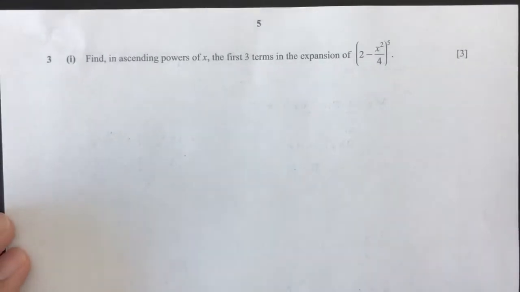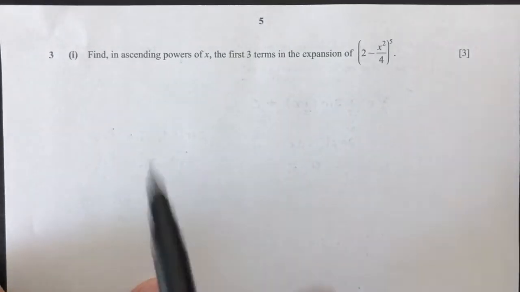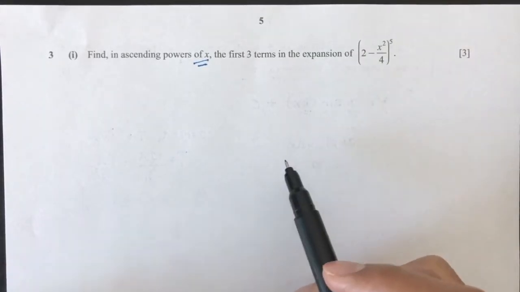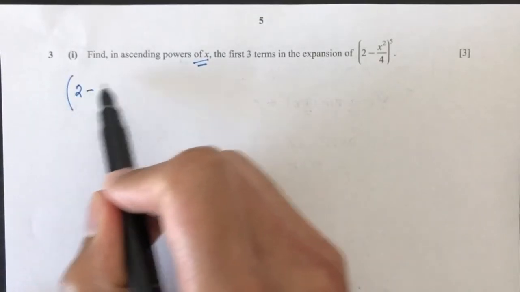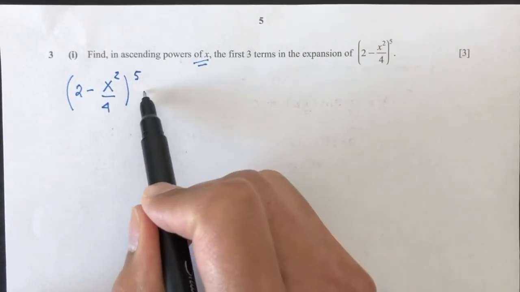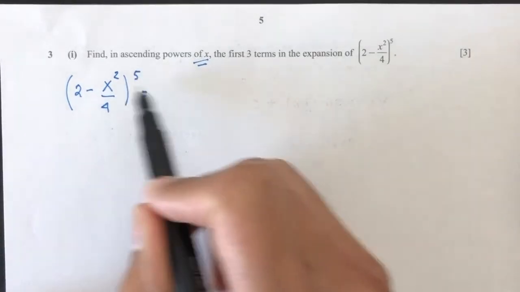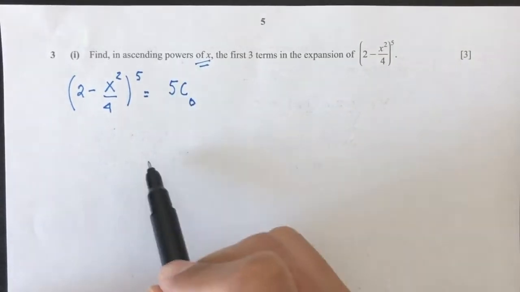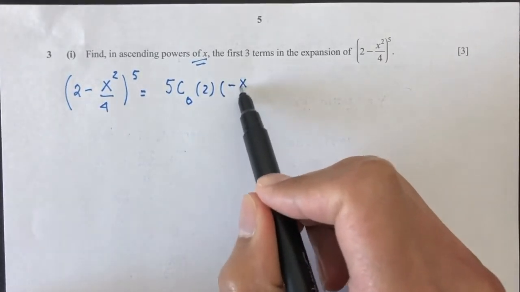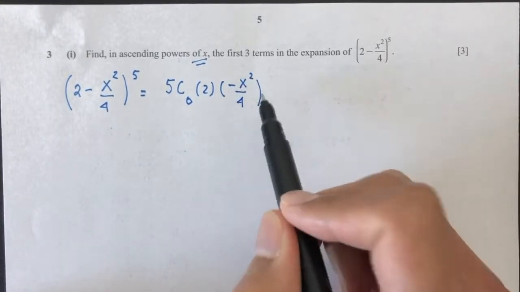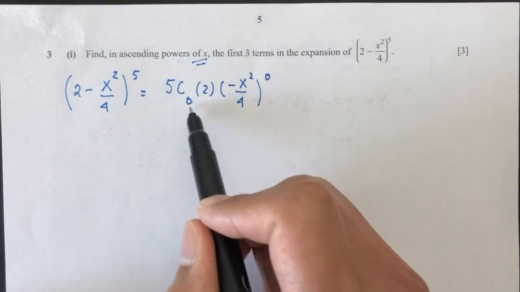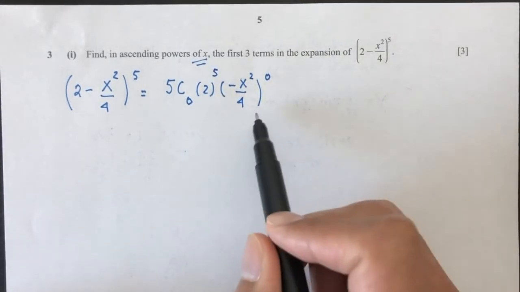Okay, so let's move on to question number 3. So here part 1, find in ascending powers of x the first 3 terms of this expansion. So let's do that. This is (2 minus x squared over 4) power 5. So the first 3 terms, the first term is 5 choose 0, and then we write this first one here, and write this one here, minus x squared over 4. So this one is always going to be the power of this one, and this one is 5 minus 0 is 5. So that is your first term.